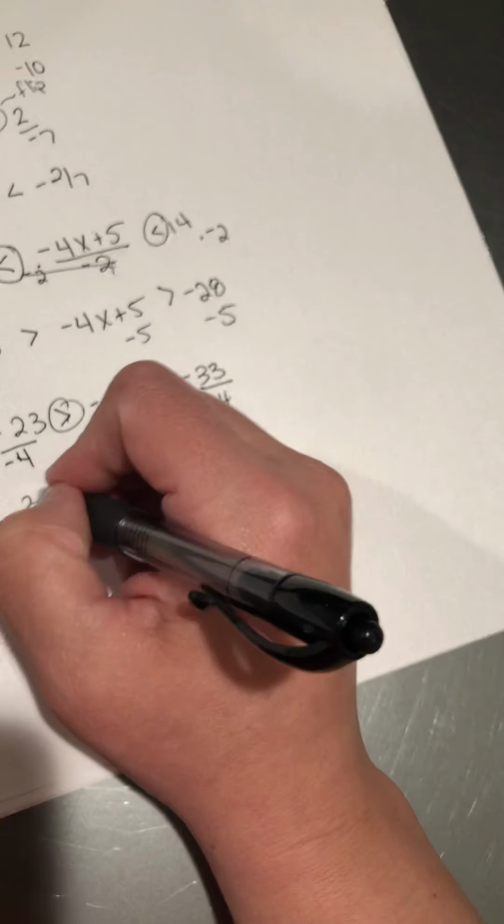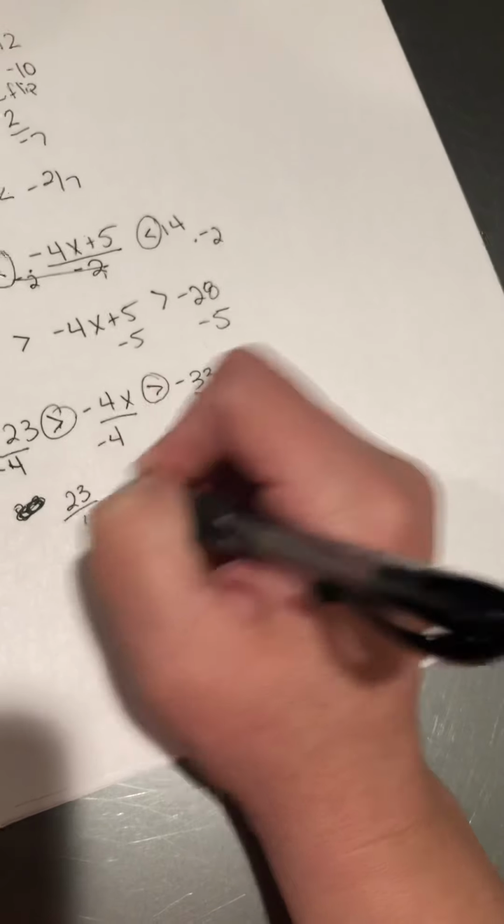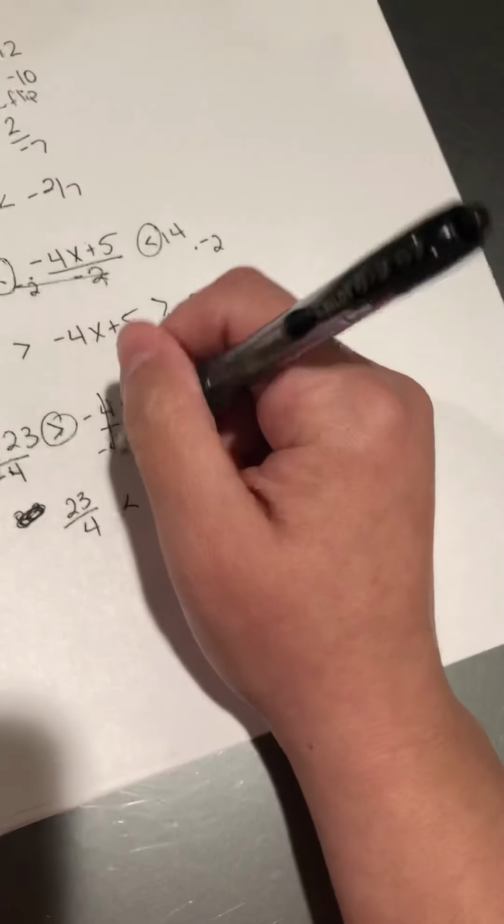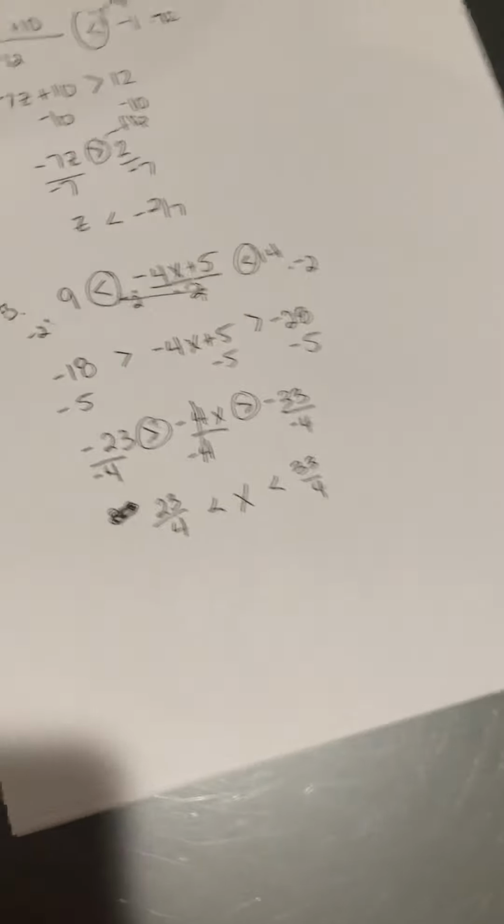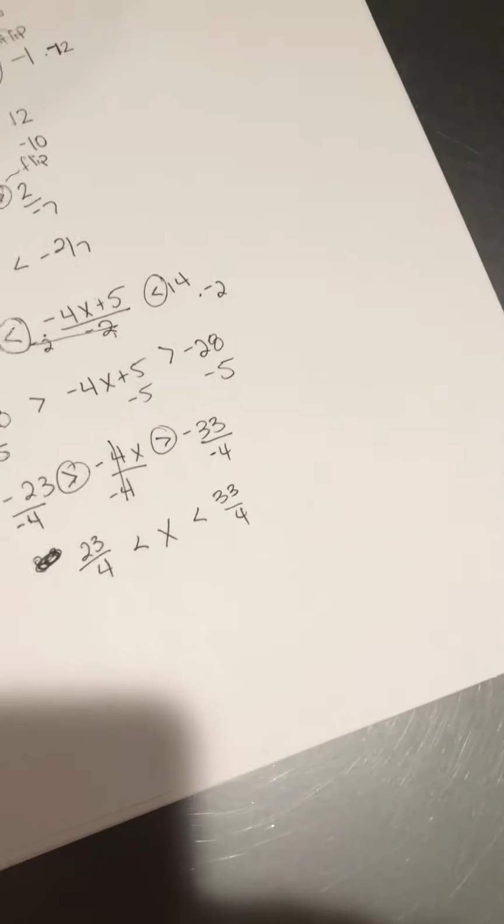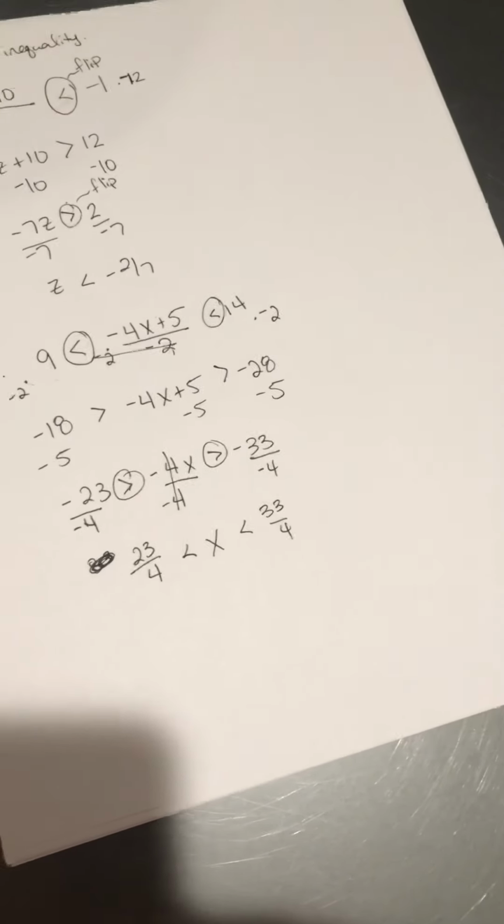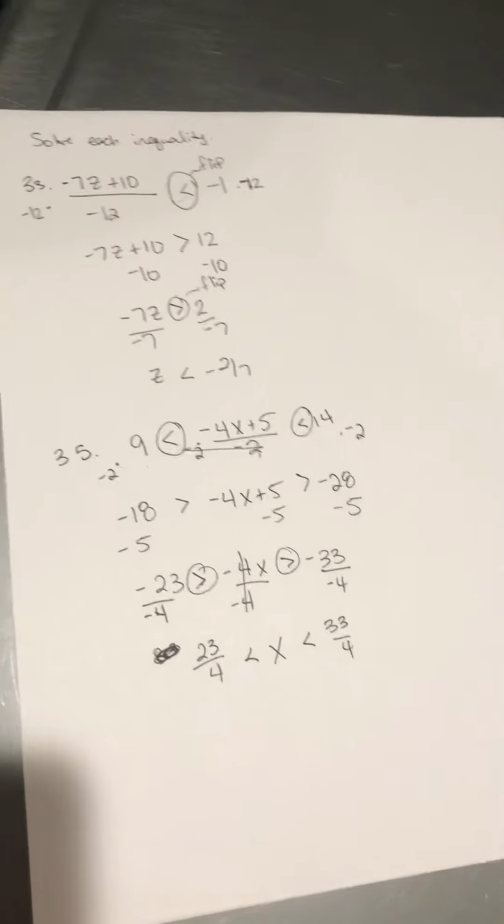So I'll have positive 23/4 is less than x, because this is gone, is less than 33/4. And that's my answer, and I'm finished. You can just leave the answer that way. You don't necessarily have to write these in interval notation or anything like that. You can just leave them as inequalities, which is how they are on the next couple homework questions.